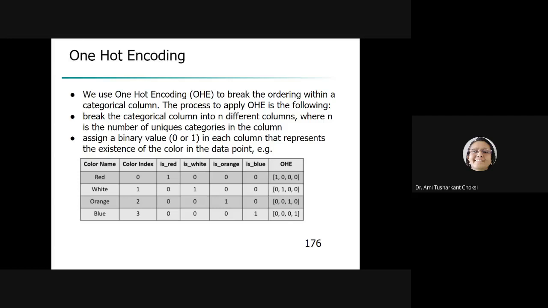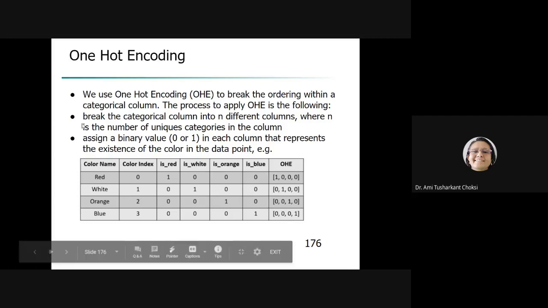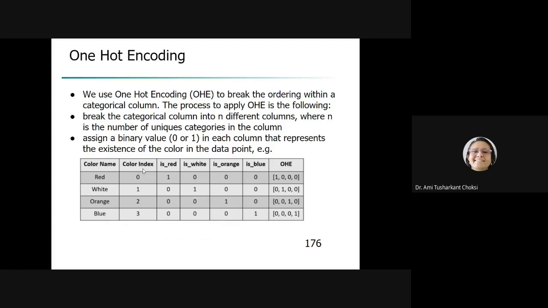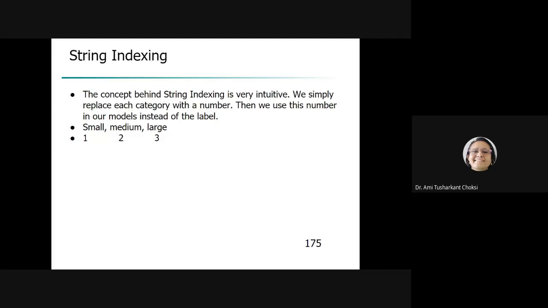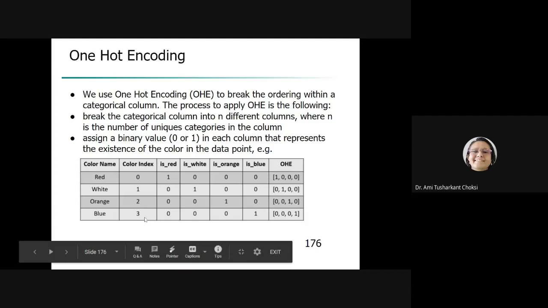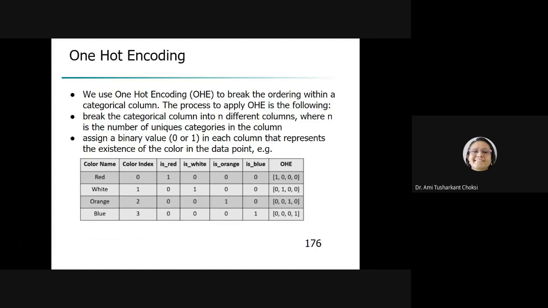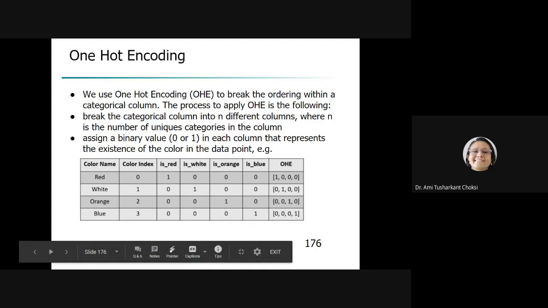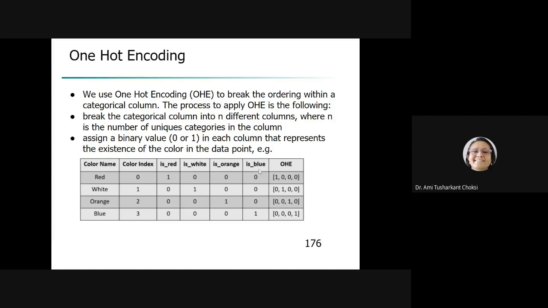Now what do we do for that? Let us say this is the color name, right? This is a table where the color name is red, white, orange, blue, right? Now the color index we are giving the way we have given the string indexing. Here we are giving 0, 1, 2, 3. Fine. Now we'll divide that into other columns, like is red, is white, is orange, is blue. Are we dividing the color in RGB? No, we are not doing that.